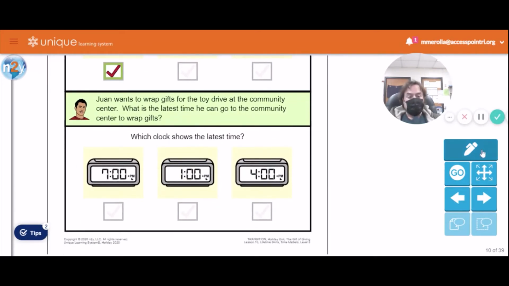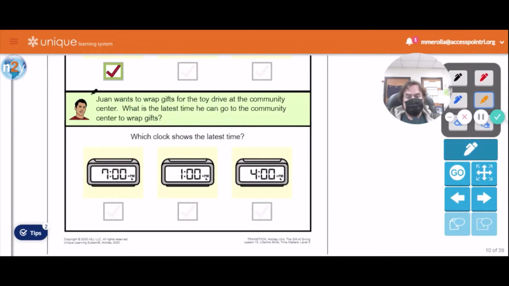Juan, again, our buddy Juan, wants to wrap gifts for the toy drive at the community center. What nice people these are. What is the latest time he can go to the community center to wrap gifts? Is it 7 o'clock p.m., 1 o'clock p.m., 4 o'clock p.m.?